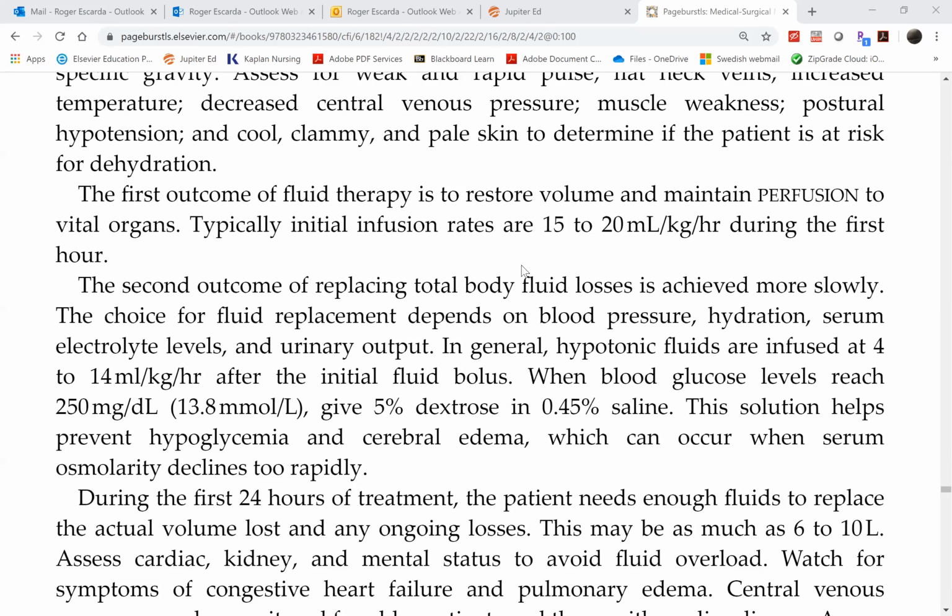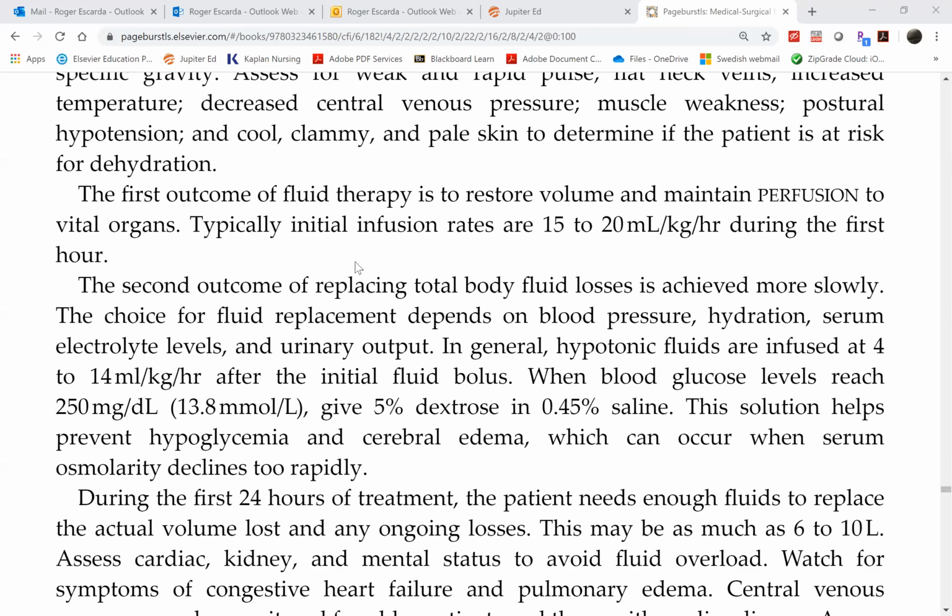That's a lot of fluids for the first hour. So you can easily go through 1 liter of fluid in less than an hour. So while this thing is running, what is the second outcome? Thank you for reading, Ms. Tessering. A second outcome of replacing total body fluid losses is achieved more slowly. The choice for fluid replacement depends on blood pressure, hydration, serum electrolyte levels, and urinary output.